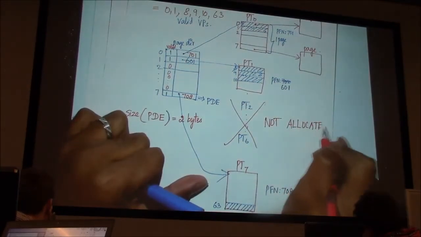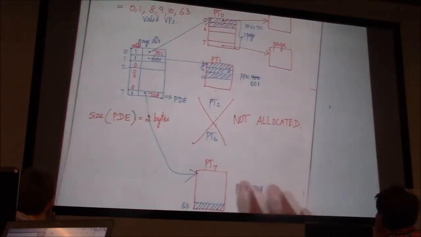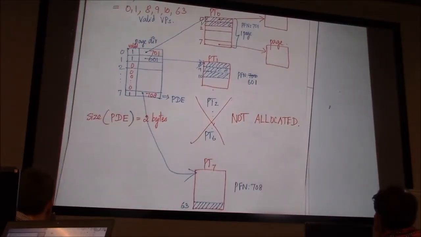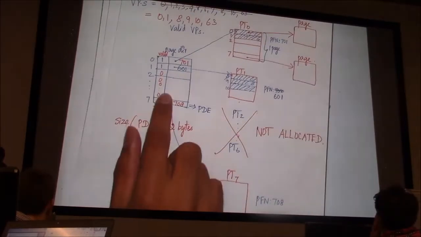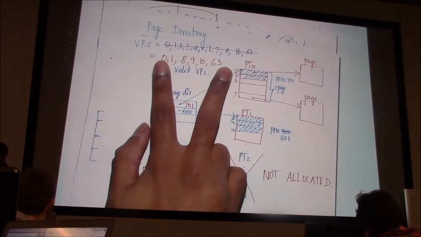This is the coolest thing here. These are not allocated. We are not wasting any space for storing these page tables, because these are the only valid virtual pages that we have in this particular process.